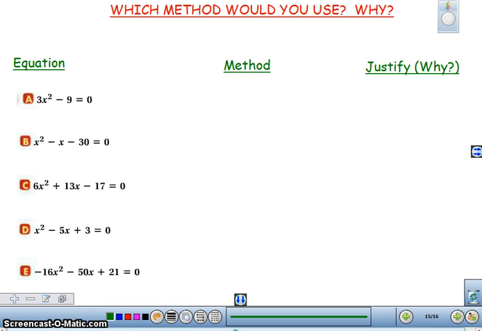Hope this makes a little more sense. Finish that 9-6 worksheet, and I'll let you know what we're doing for tomorrow.